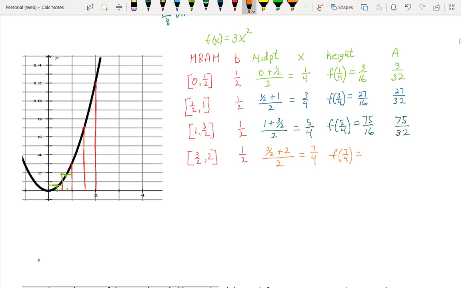And if we do some math here, 7/4 squared is 49/4 times 3. That's going to be 147 over 16. And then we would multiply that by a half, and we get 147 over 32. Now the nice thing is, at least all of our fractions came out with 32 on the bottom.